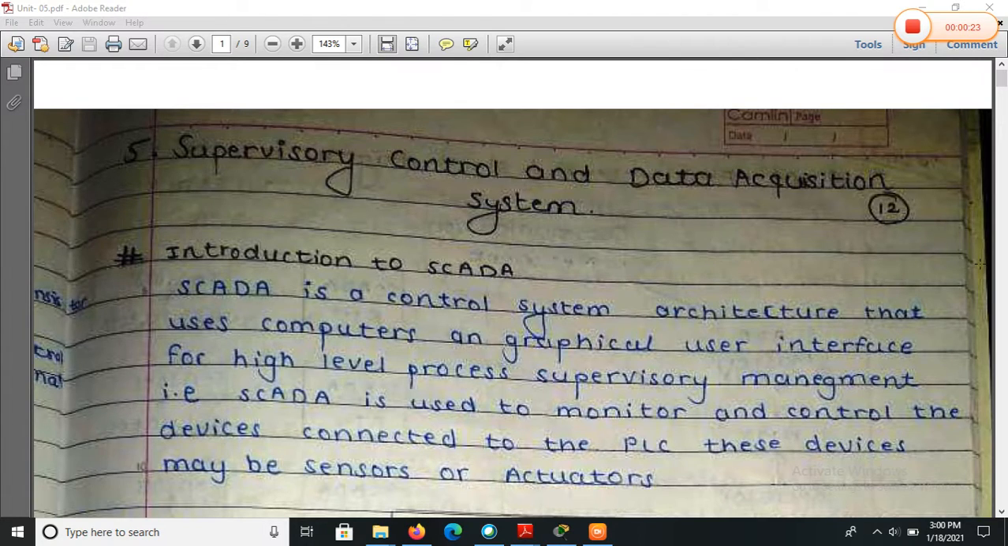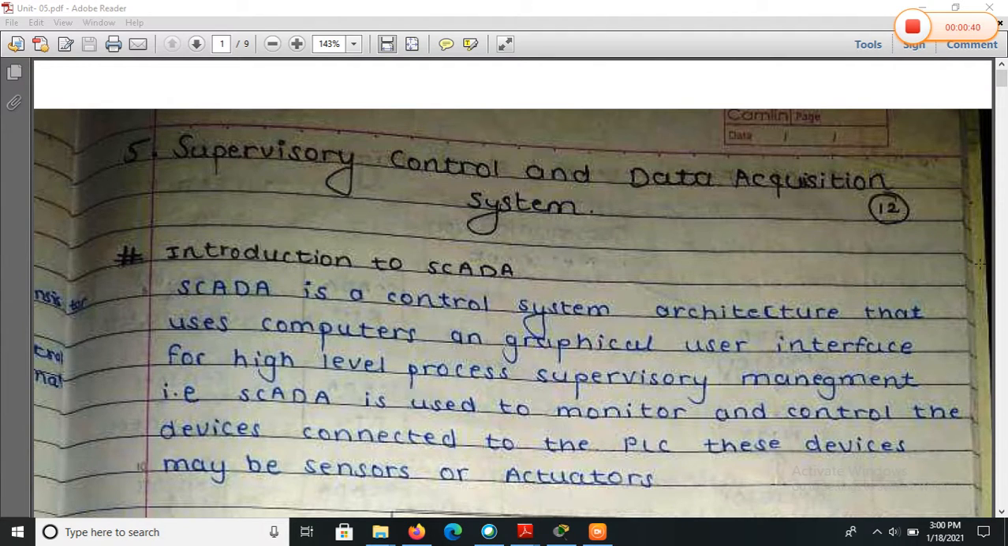That is, SCADA is used to monitor and control the devices connected to the PLC. These devices are sensors or actuators. Then SCADA acts as a control panel. We can monitor and handle the devices connected to the PLC.